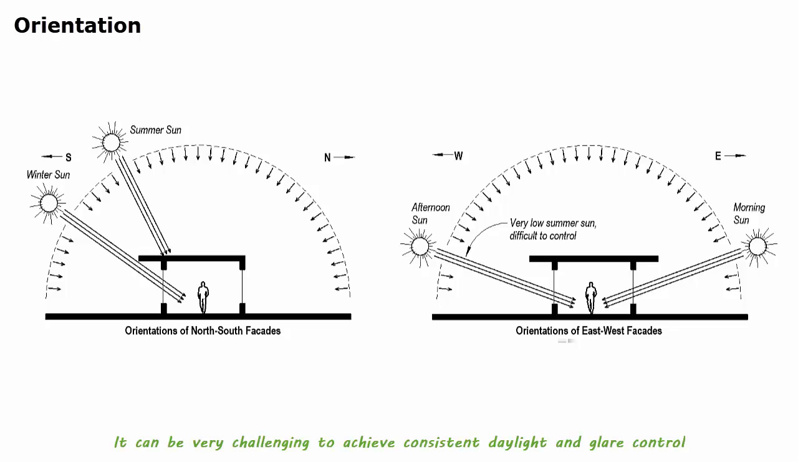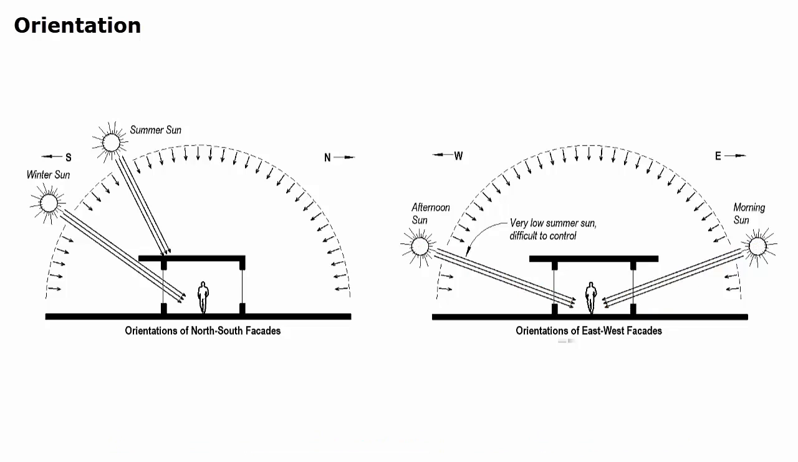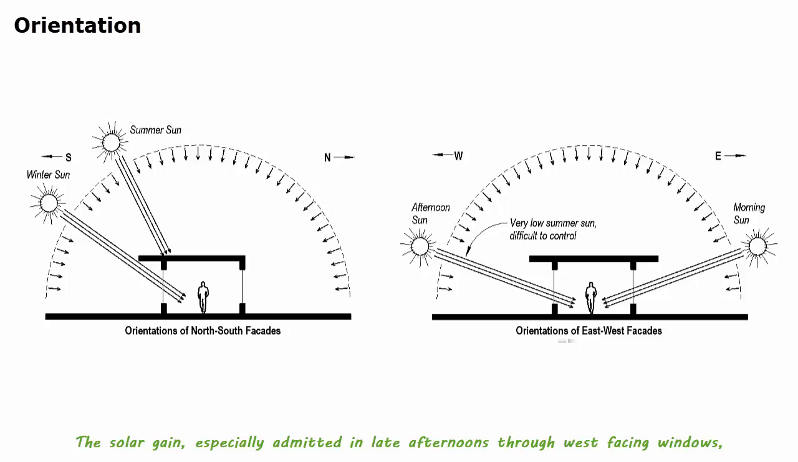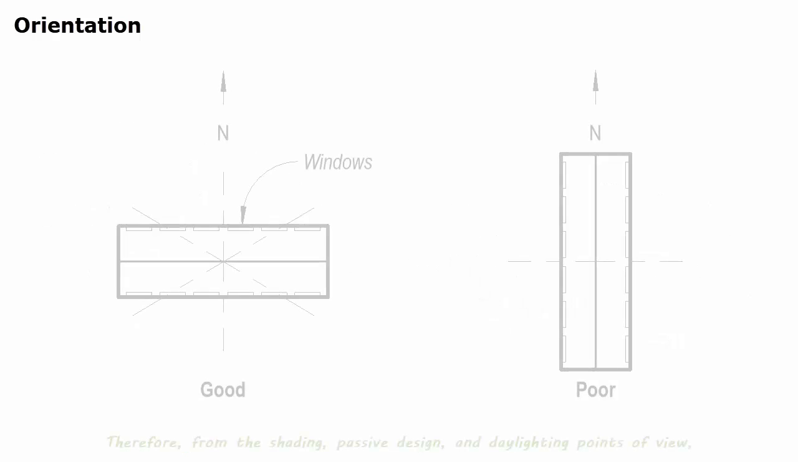It can be very challenging to achieve consistent daylight and glare control for east and west-facing windows. The low, almost horizontal summer sunlight makes it difficult to control. The solar gain, especially admitted in late afternoons through west-facing windows, significantly increases the cooling loads in summer months.